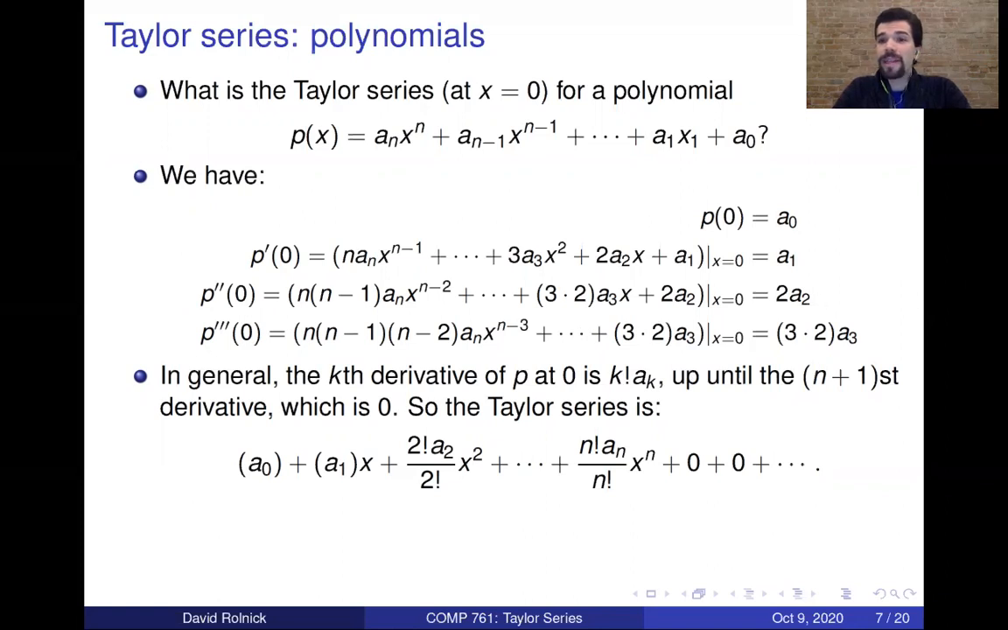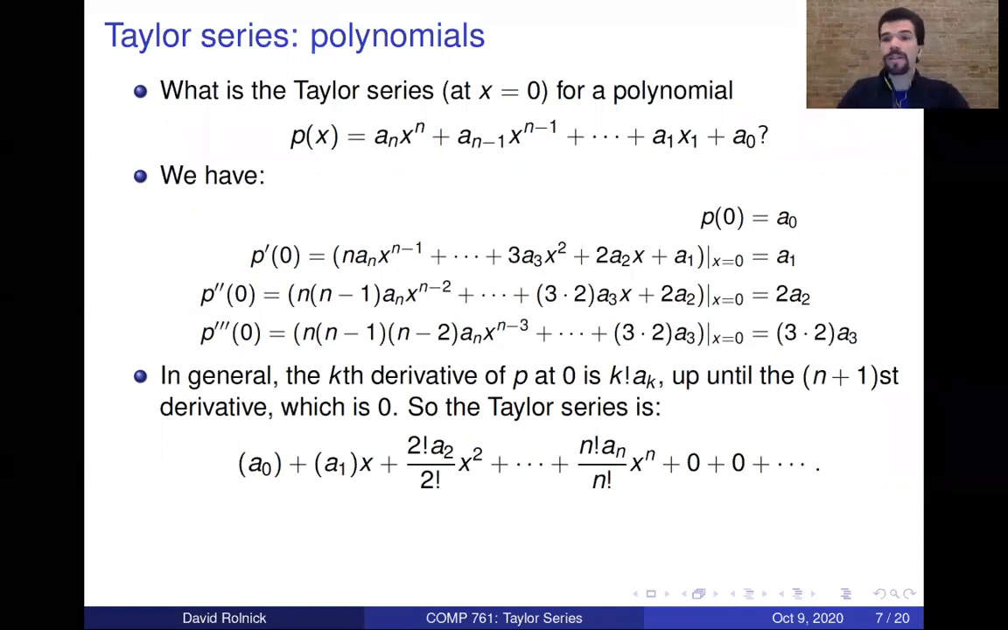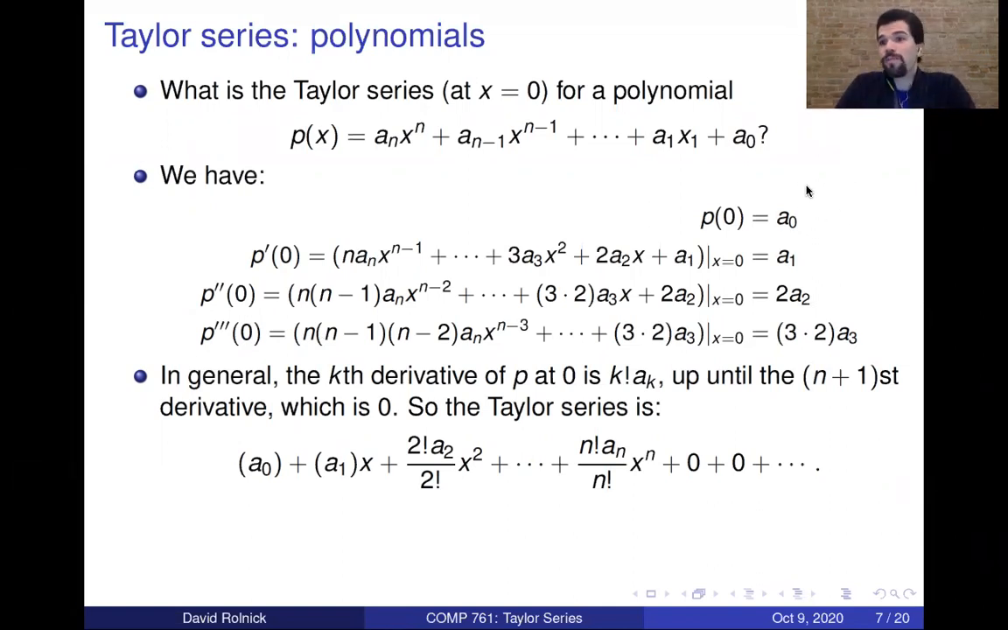And you can keep on doing this up until the point at which you run out of terms in your polynomial, at which point all the derivatives become 0. If you take n+1 derivatives of a degree n polynomial, you end up with 0, because you've just differentiated all of the terms away. And then look, n factorial over n factorial, 2 factorial over 2 factorial. All of these things cancel out. So what do you have? Well, you have the polynomial itself.